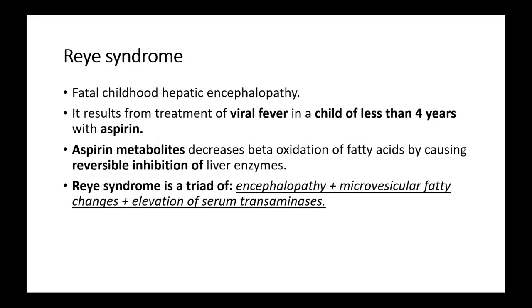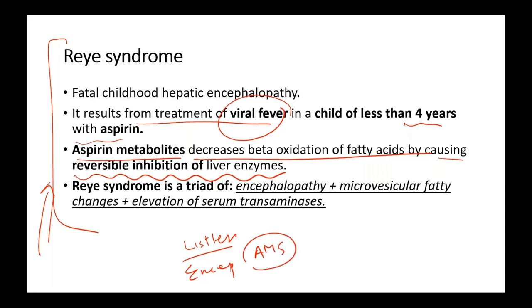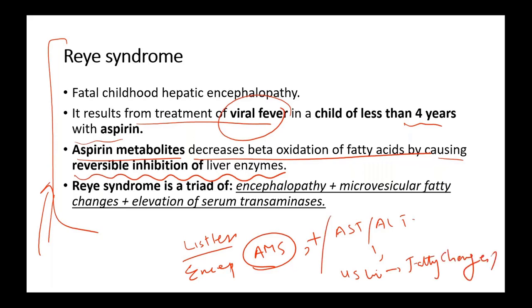Reye syndrome. So it results from treatment of viral fever in a child less than 4 years of age, and they can ask you about this in the exam. What happens is aspirin metabolites decrease beta oxidation of fatty acids by causing reversible inhibition of liver enzymes. It's a triad: the child will be listless, encephalopathic with altered mental status, plus elevation of AST, ALT, and then when you do the ultrasound of the liver, you will see fatty changes. So the patient will 100% have a history of aspirin use with a recent upper respiratory tract infection. So that's a clue to the diagnosis.